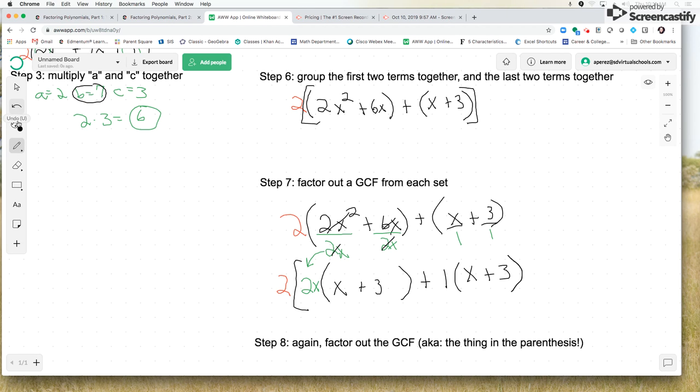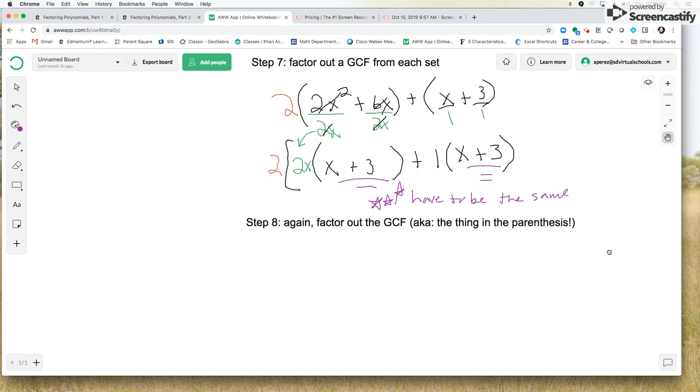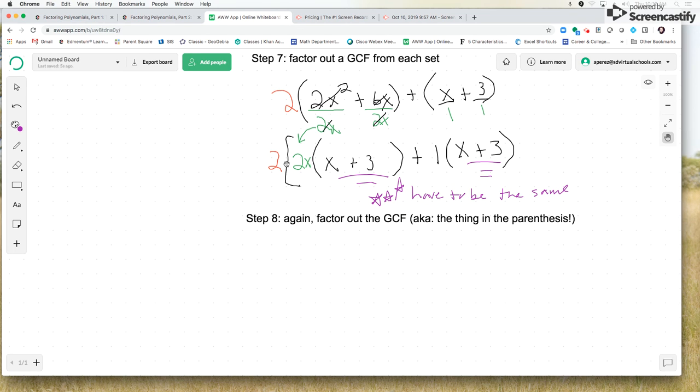Okay, now here I have to emphasize that if the two things inside the parentheses are not the same, there's something wrong. These two things have to be the same. Okay, we'll put that in, have to be the same. Because you are going to pull out the GCF again, and the thing in the parentheses is your greatest common factor from these 2 terms. There are only 2 terms here, right? Because it's separated by a plus sign. So that's what we're going to do. We're going to pull out the GCF. That's our final step, right?